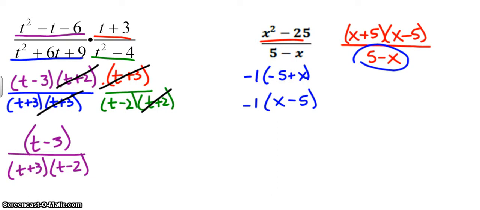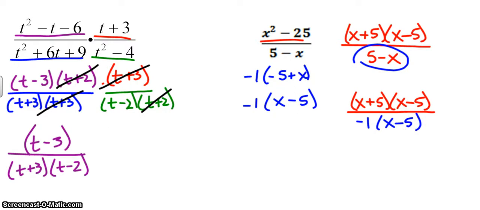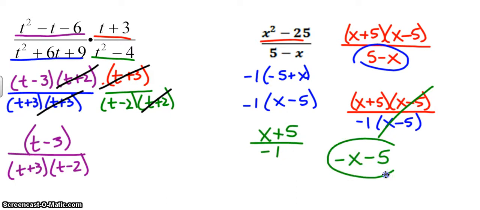Which means that I can rewrite this function as x plus 5 times x minus 5 all over negative 1 times x minus 5. Now these x minus 5s will cancel out, and I'm left with x plus 5 over negative 1, which is the same thing as negative x minus 5. Okay, so this skill of pulling out a negative 1 to help something cancel is very important later on when we're looking at limits.